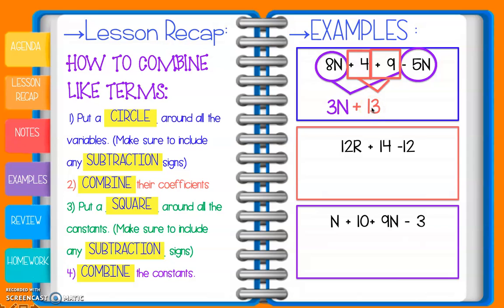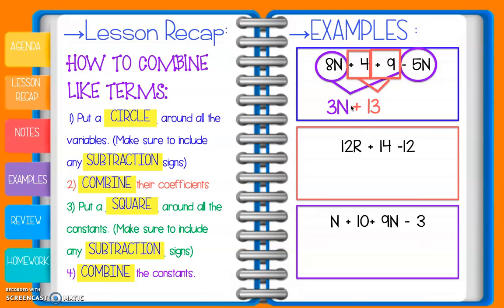Now, I can't simplify it any further because I can't combine 3n and 13. This is a coefficient with a variable and this is a constant, and we can't put those together. We don't know what n is, so we cannot put those together. This is as simple as this expression gets. So this is our final answer, 3n plus 13.